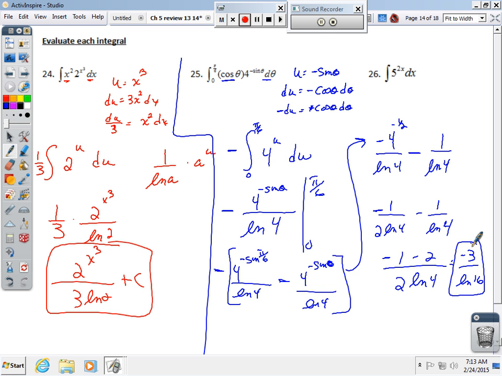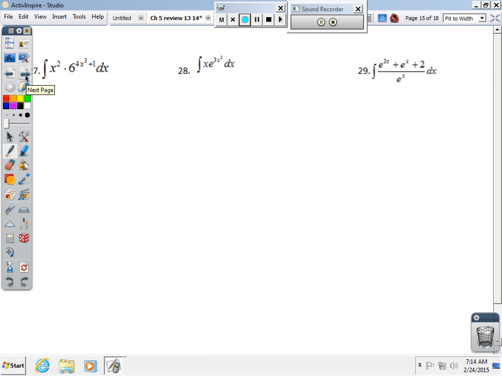26 I'm not going to do. 26 is just going to be an a to the u over the ln of a plus c. Again, 27, 28, those are both similar. U substitution. I'll do 27. It's a little bit more complex. This is just going to be an e to the u.